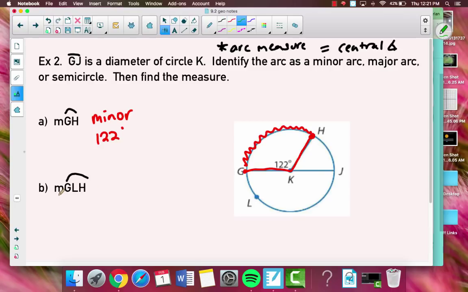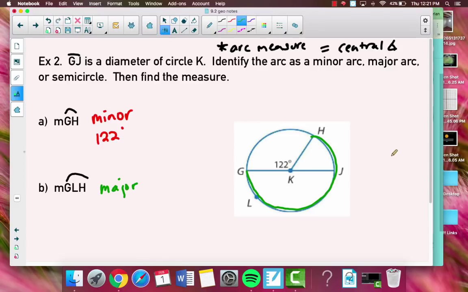Part 2 or part B of this says find the measure of arc GLH. So here we want to follow the letters around, starting at G to L all the way to H. Now notice I never went inside the circle because an arc goes around the outside. So I'm looking at this outside edge I just marked in green. Well, notice this arc is over half the circle, so this is going to be a major arc.